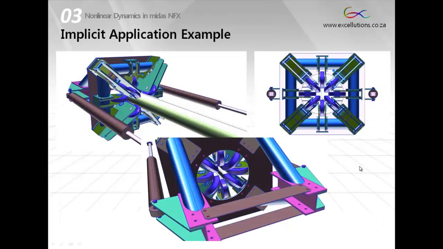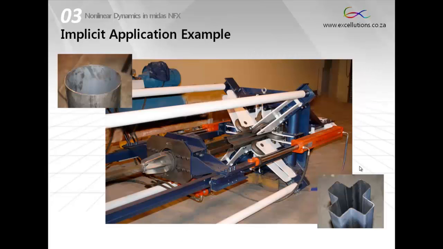Here you can see the CAD model for the rolling machine with its single stage rollers. Finally, the actual machine that was built and producing these samples that you can see, from the round profile to the crossed profile.